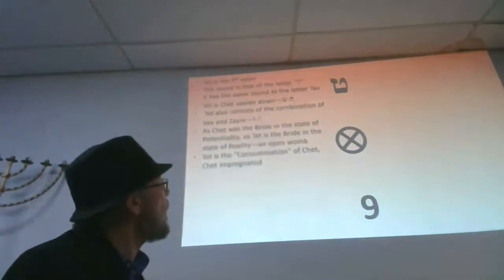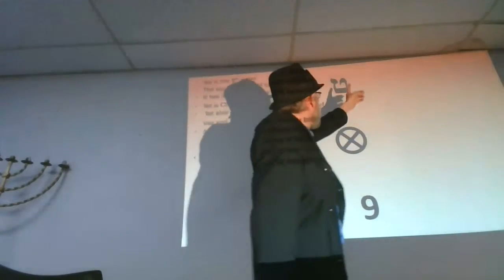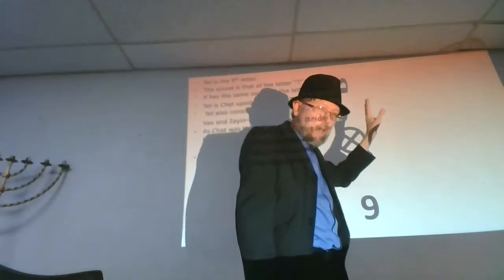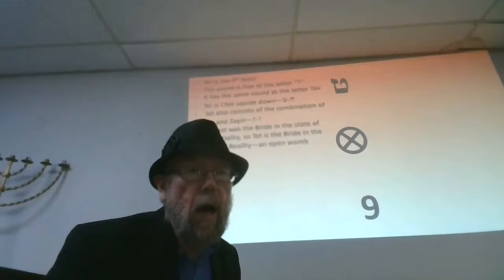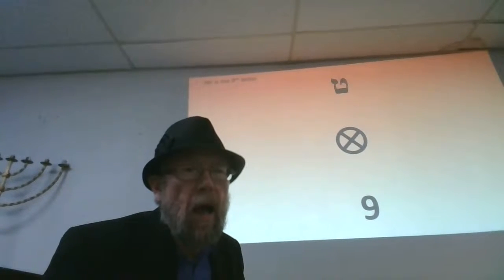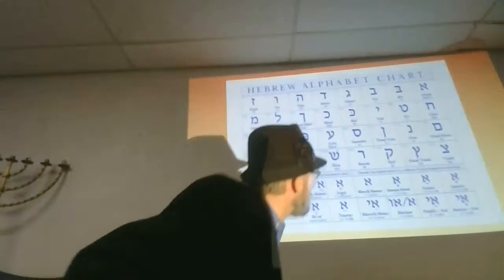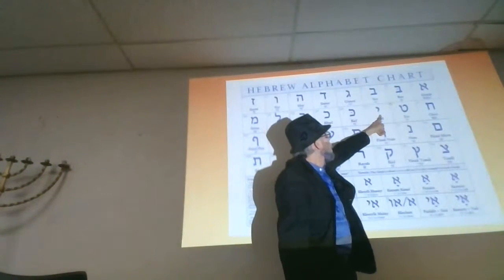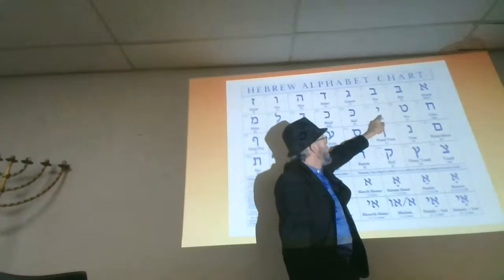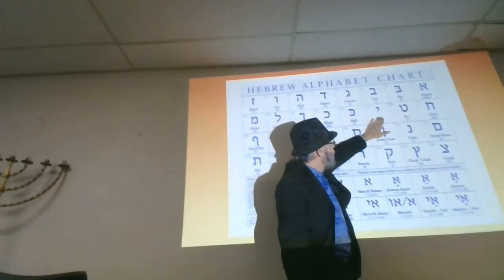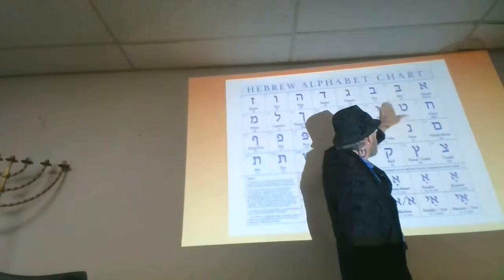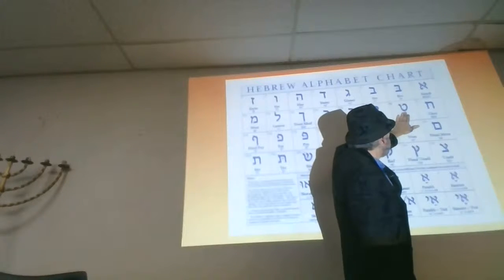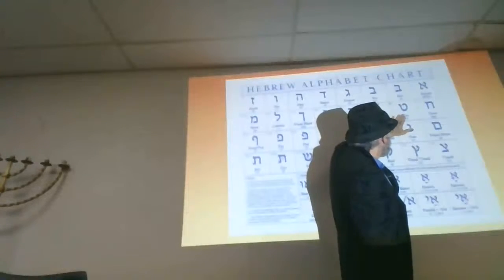So at the top of tet, you see the yud. The yud is fashioned. Let me go back to our Aleph Bet page, and you see the Yud here. It is as the seed that is coming in to impregnate the woman. So it's like the seed coming into the womb.